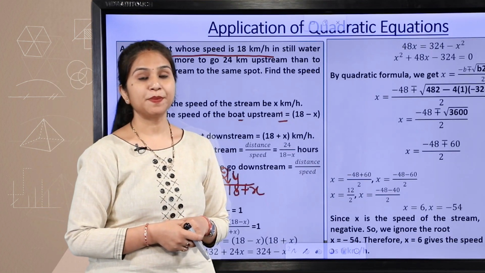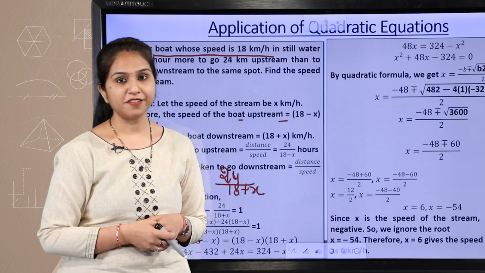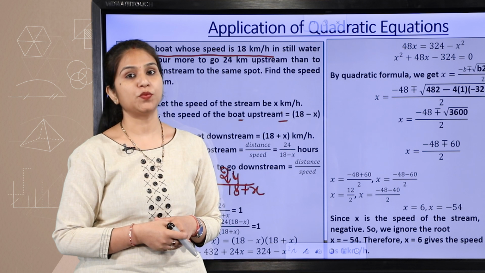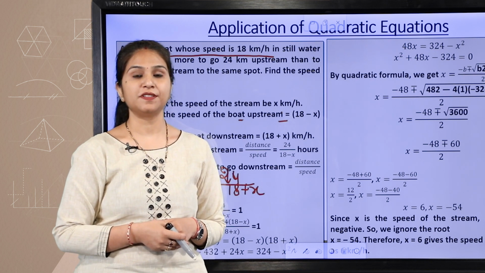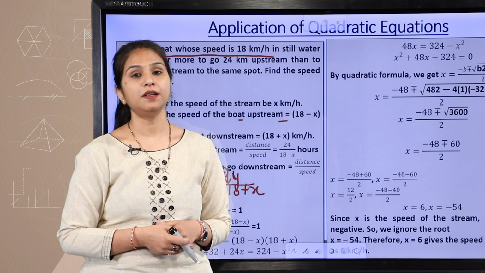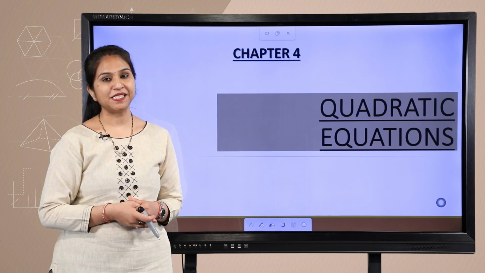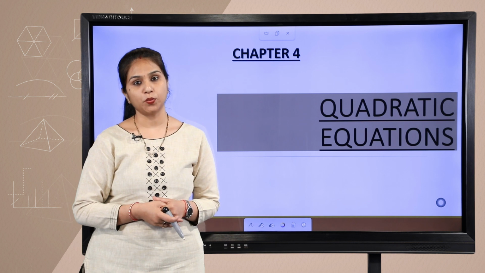Since we know that the speed of the stream cannot be a negative number, we will take the positive value for x, that is x equals 6. It means the speed of the stream is 6 km per hour. So children, with this topic, we have finally completed our chapter, quadratic equations.